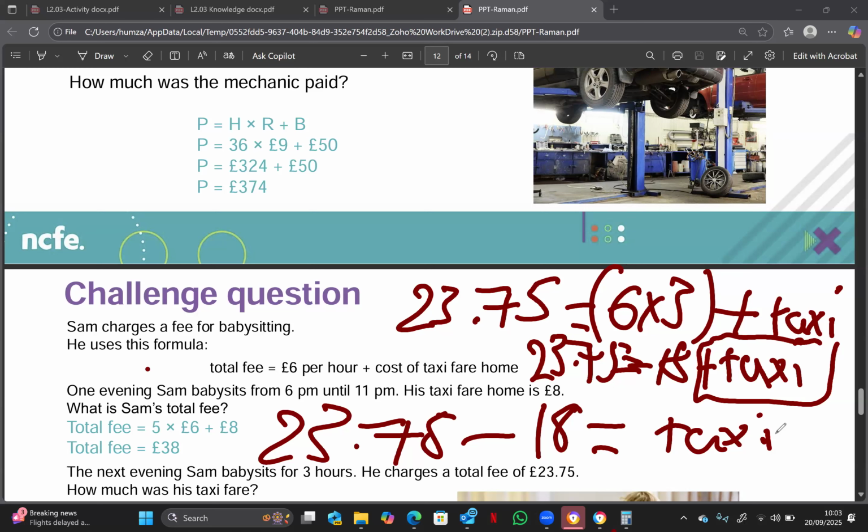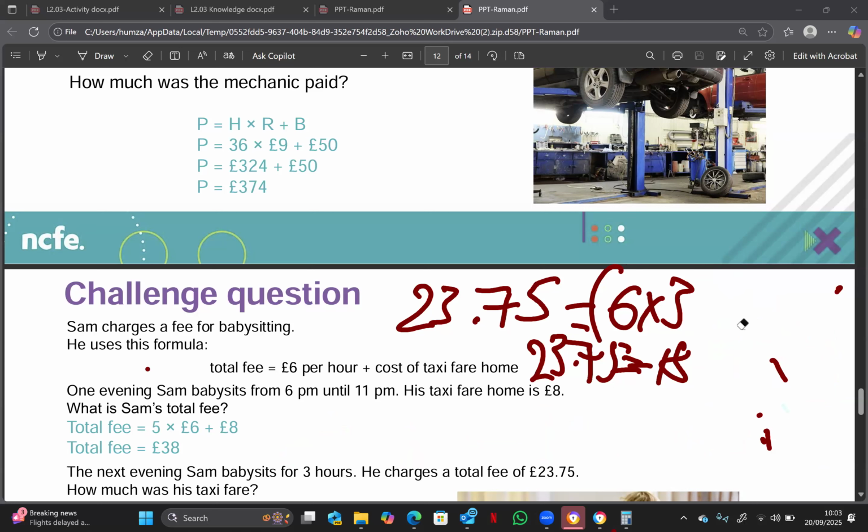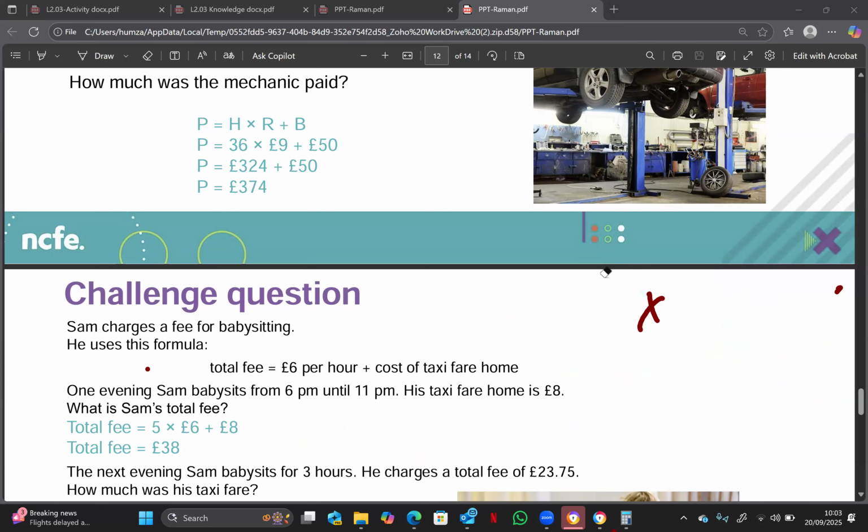Is that clearer? Yes, very clear. So the answer for that would be £5.75, exactly.